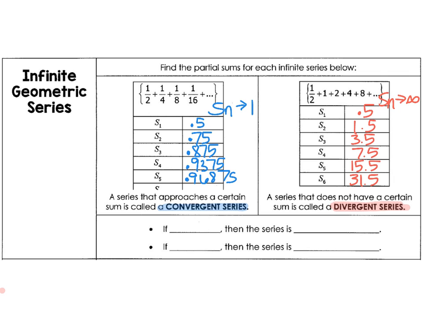How we can do that is we can look at the common ratio. If the absolute value of the common ratio is less than 1, then we know that the series is convergent, and it's going to converge to a certain value or sum. If the absolute value of the common ratio is greater than 1, then the series is divergent. That means it doesn't have a certain sum. It's going to get bigger and bigger forever. We're going to use this to help us determine if it's convergent or divergent.